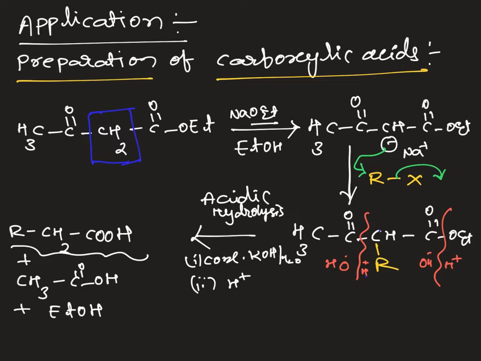If you vary the RX you will get different types of carboxylic acid, and here you have to understand that this is the portion of ethyl acetate that will be present in the carboxylic acid, CH2COOH. In this way we can prepare carboxylic acid.